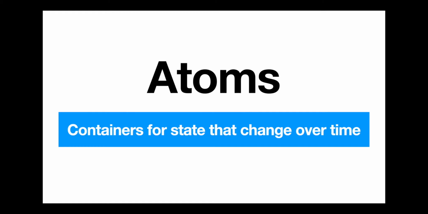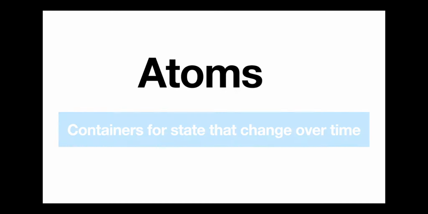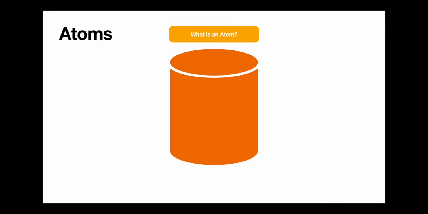Enter atoms. Atoms are containers for state that change over time. An atom provides a way for you to manage state in ClojureScript, and it also enables you to model things that change over time. You can think of an atom as a reference type, for example, like objects in other programming languages. But the difference is that you can hold any value inside an atom, and all the values, as you know, are immutable. So you can hold values such as strings, numbers, and even collections such as maps or vectors.